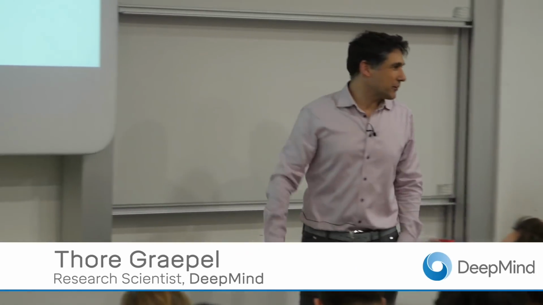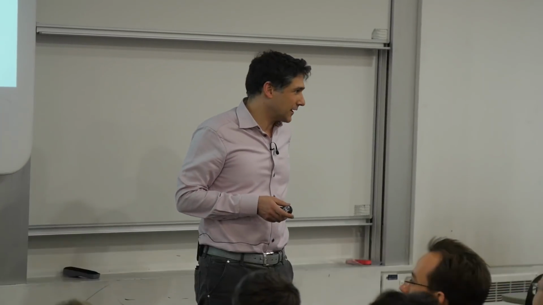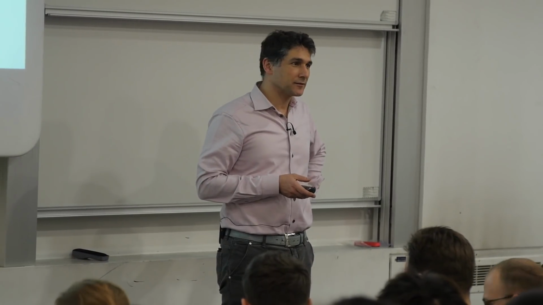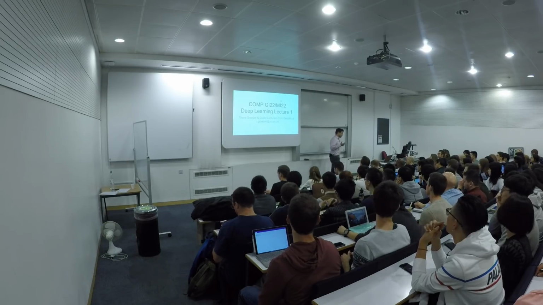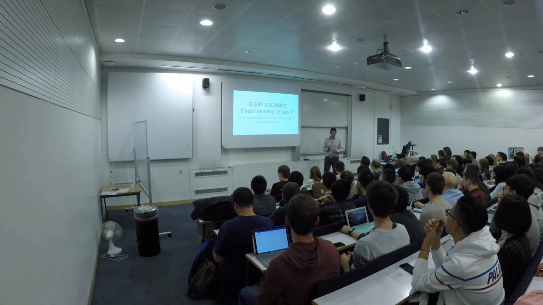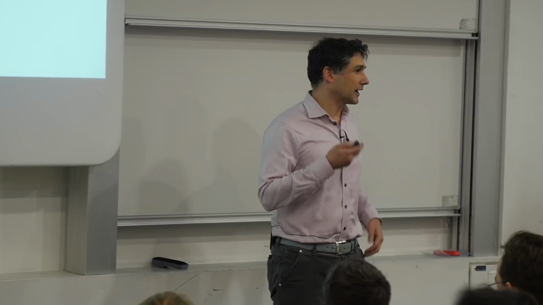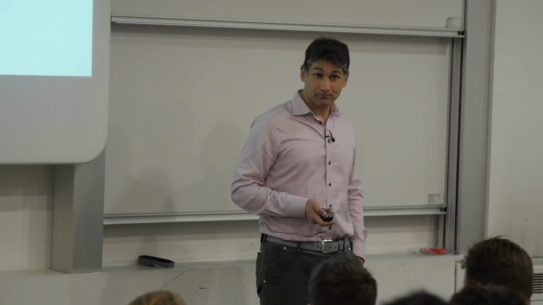My name is Thore Graepel. I'm chair of machine learning at UCL, and I work as a research scientist at DeepMind. That's a startup company that tries to solve problems in artificial intelligence. This course is a collaboration between UCL and DeepMind to give you the chance to learn about those machine learning techniques that are likely to help get us to artificial intelligence.